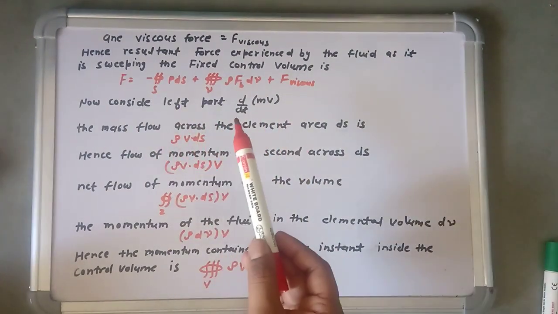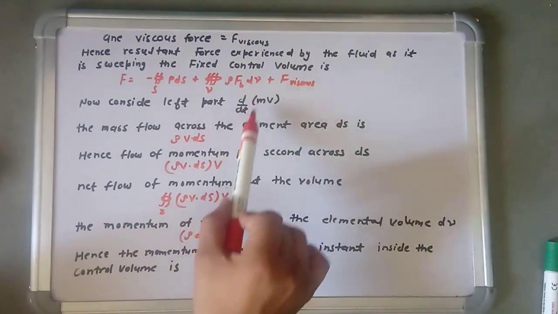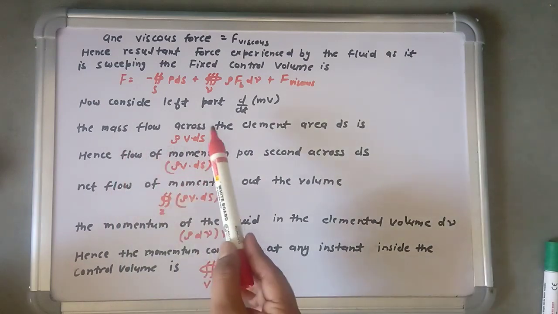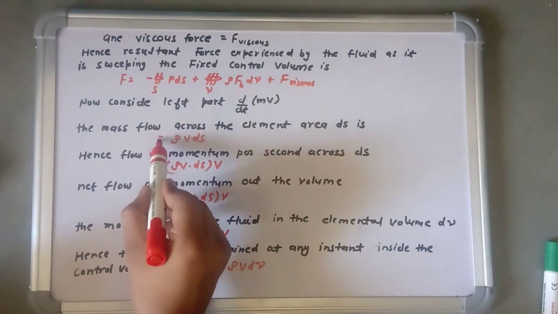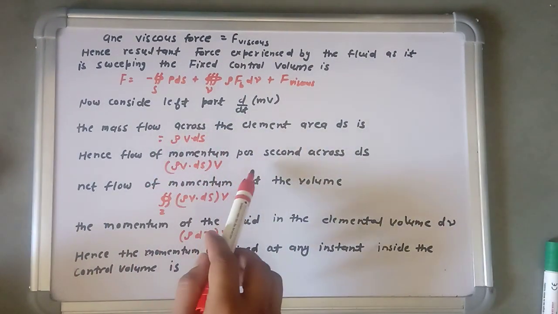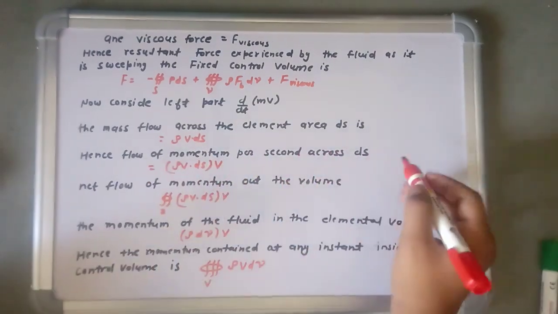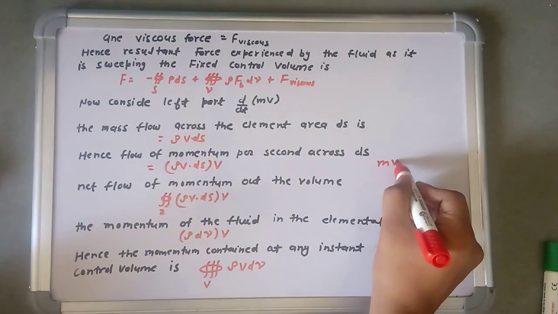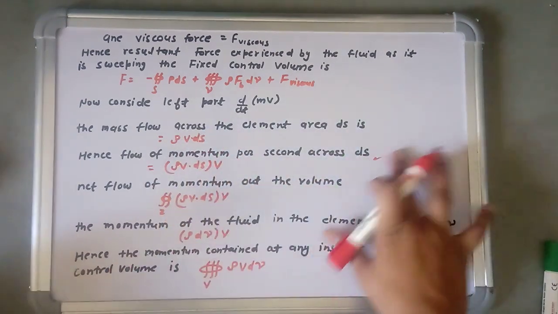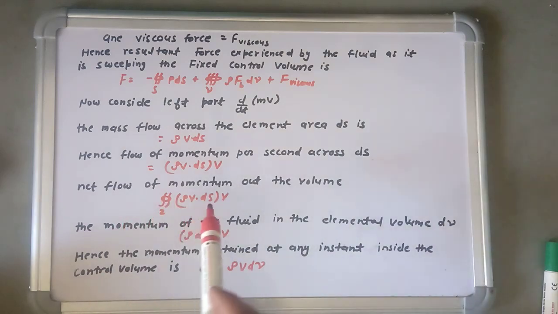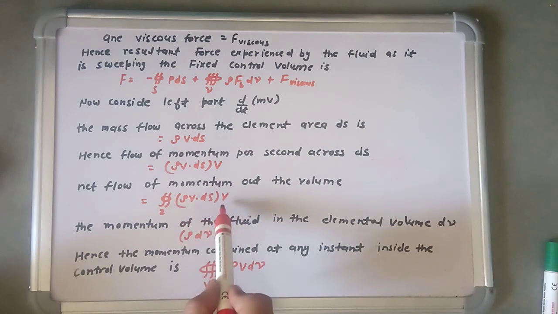Now we will consider the left part of Newton's second law equation, d by dt of mv. The mass flow across the elemental area ds is rho v dot ds. Hence the flow of momentum per second across ds is rho v dot ds times v, because momentum is mass multiplied by velocity. The net flow of momentum out of the volume is the closed integral of rho v dot ds multiplied by v.